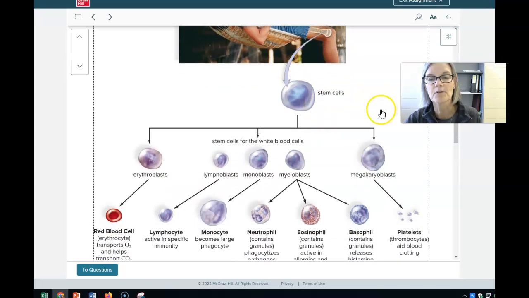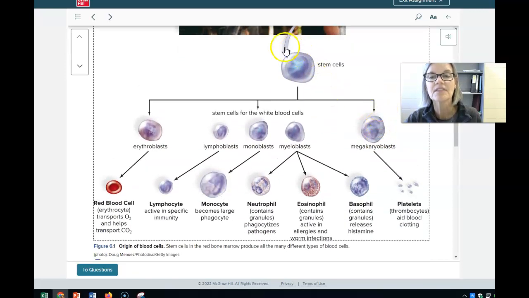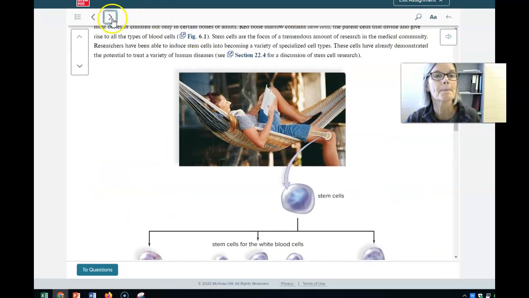There's stem cells in our bone marrow, and it turns out the stem cells in the bone marrow are capable of becoming red blood cells, white blood cells, and platelets. So the same stem cells are going to specialize. And here we have showing you that these stem cells are important to making red blood cells in the bone marrow.